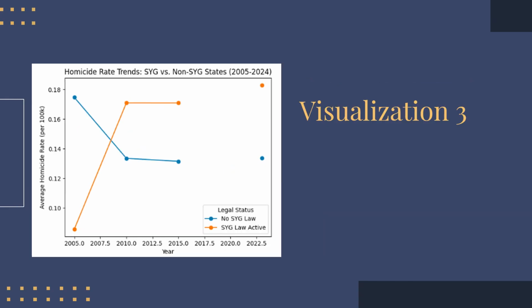And then visualization 3 showed the average homicide rate trends for stand your ground law states and non-stand your ground law states, and it did show, this is the very general trend, that stand your ground law states actually had higher homicide rate trends than non-stand your ground law states.